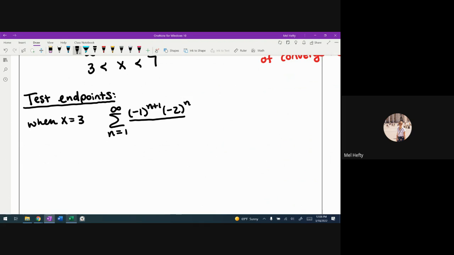On the bottom, there weren't any x's, so I'm just going to copy it. n times 2 to the n. That looks terrible. But it no longer is a power series, correct? There are no x's left over. So this is a series of constants. This is something I could have just put on your Unit 8 test. So now we have all of the tools to figure it out.